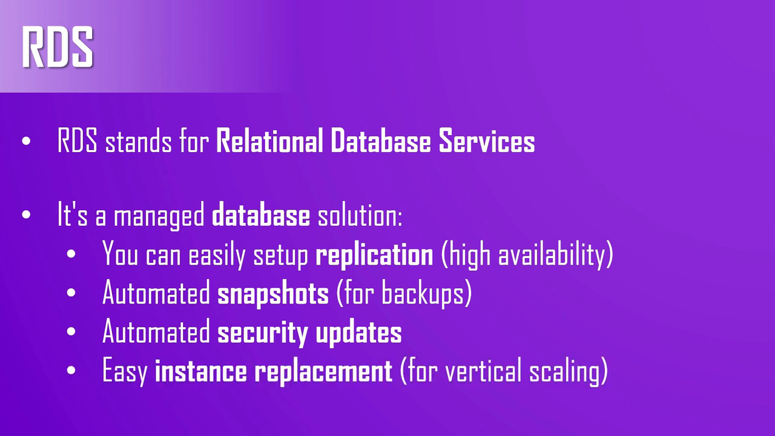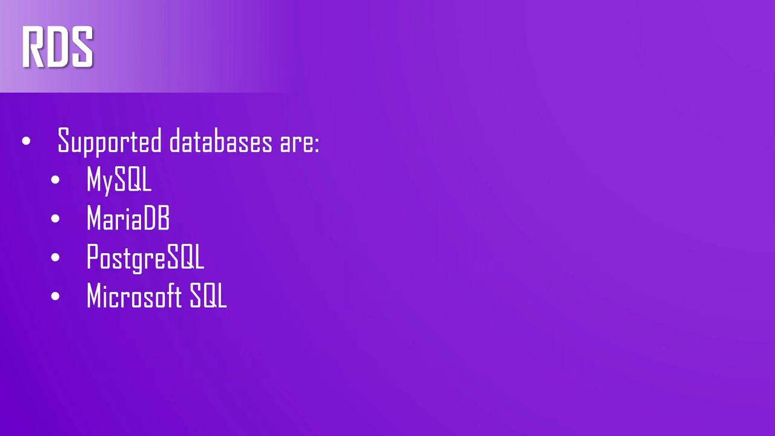We also have easy instance replacement for vertical scaling. You can say at any point in time, I want to have twice the amount of memory, twice the amount of CPU, and Amazon will replace your instance for you, with a downtime of just a few minutes. The supported databases in AWS are MySQL, MariaDB, PostgreSQL, Microsoft SQL, and Oracle.